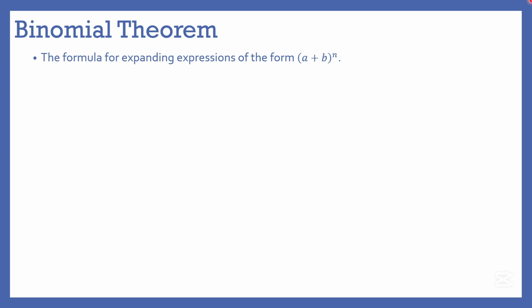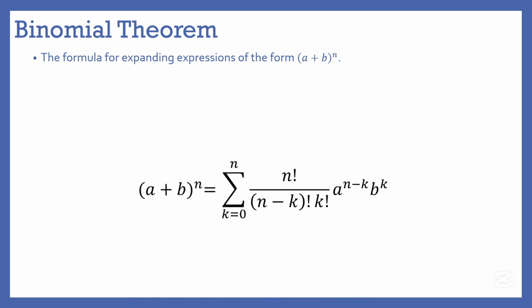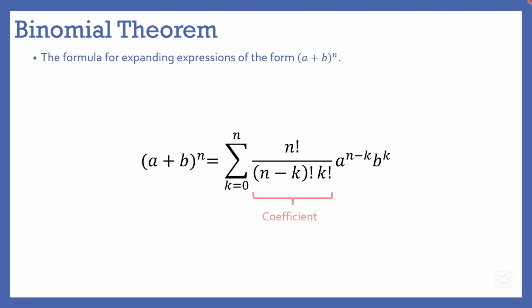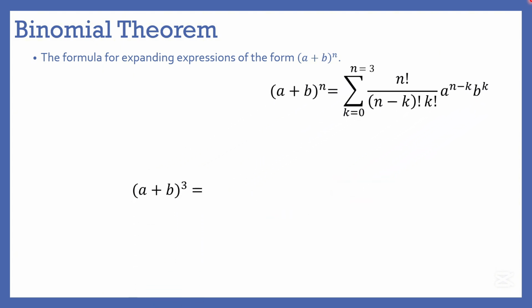This theorem provides a formula for expanding expressions of the form (a plus b) to the power of n. The binomial theorem is expressed as such and can be divided into two parts, the coefficient and power. Let's see an example. If we want to expand (a plus b) to the power of 3 using the theorem, we can chuck in the values accordingly.